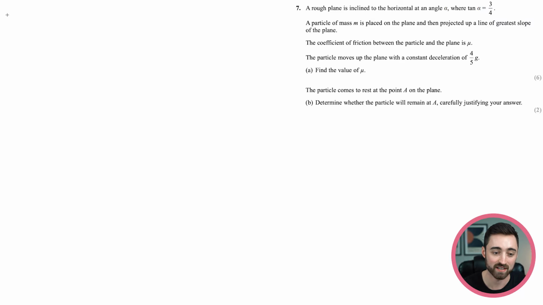Woo! They're just throwing us in, aren't they? 6 marks. Right, you're not going to have a clue what's going on here if you don't draw a diagram, right?